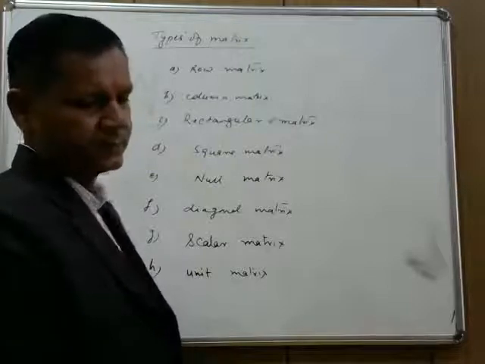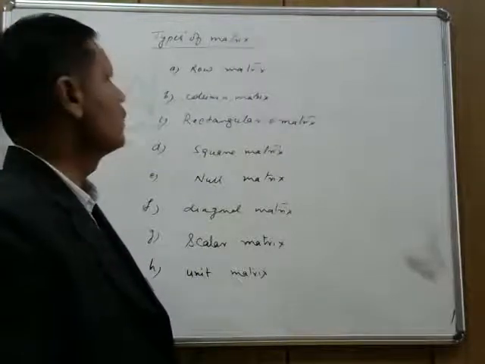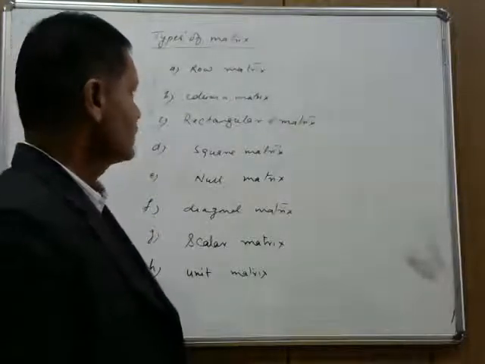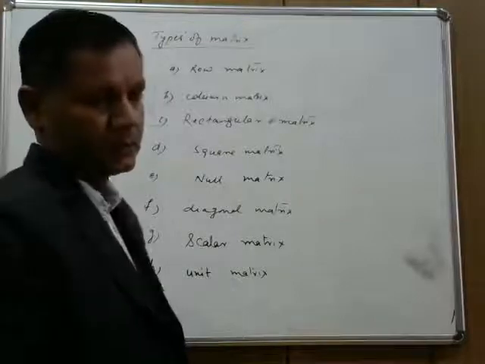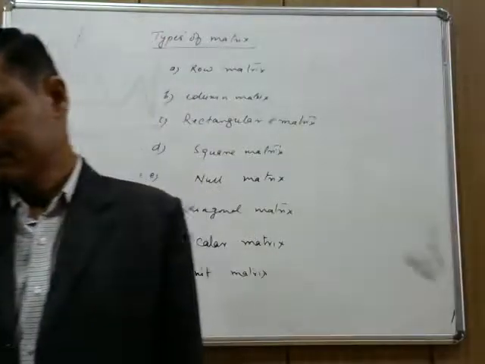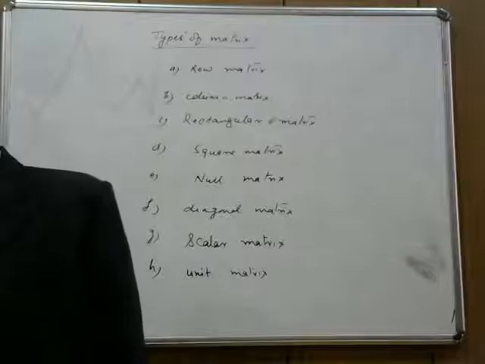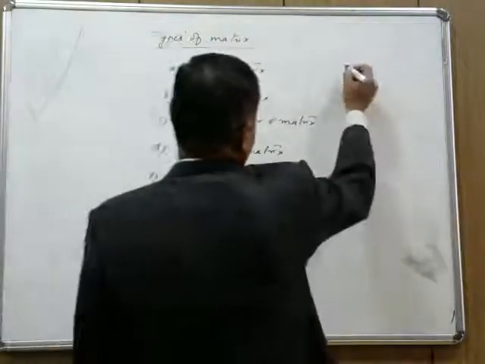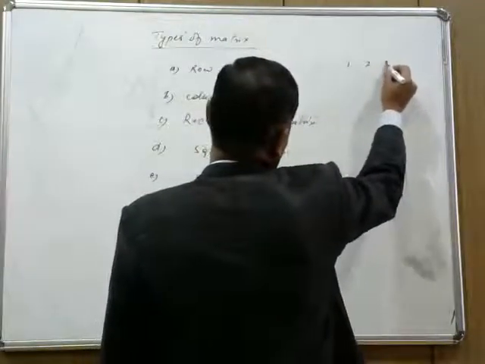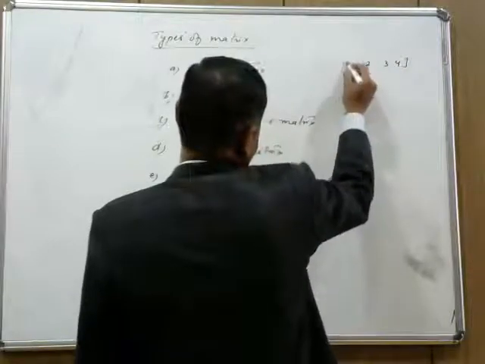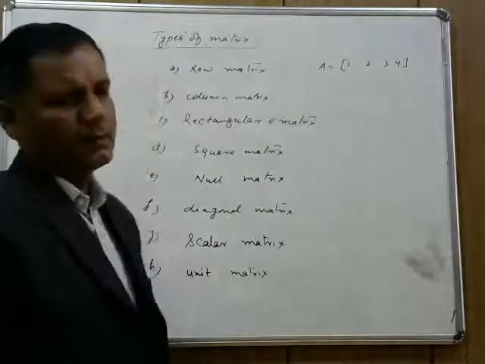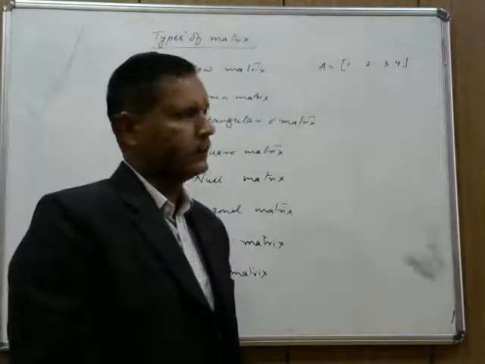Row matrix. If a matrix has only one row, that is called a row matrix. If a matrix has only one column, that is called a column matrix. A matrix which has only one row and any number of columns, can be anything. That is the example of a row matrix. Suppose I write here row 1, 2, 3, 4, like that. It is a row matrix. The number of columns, we can have any number, right?